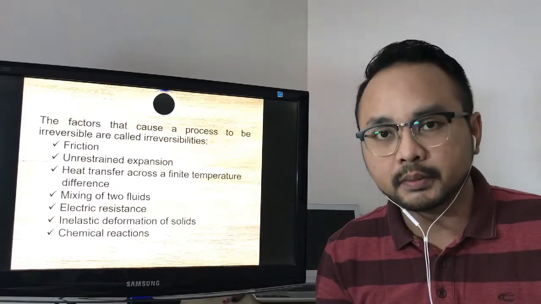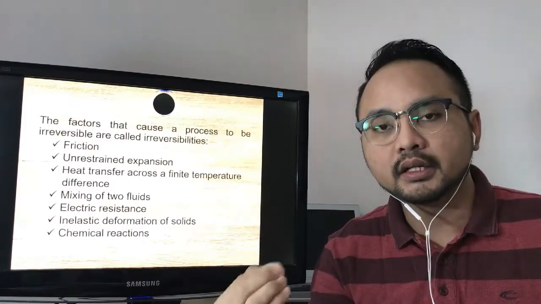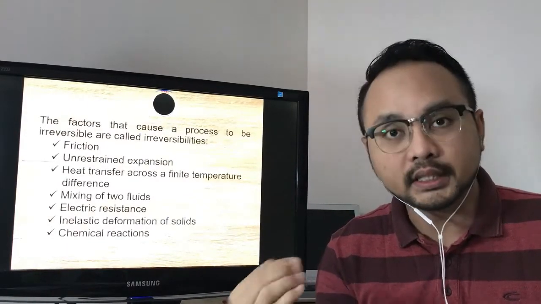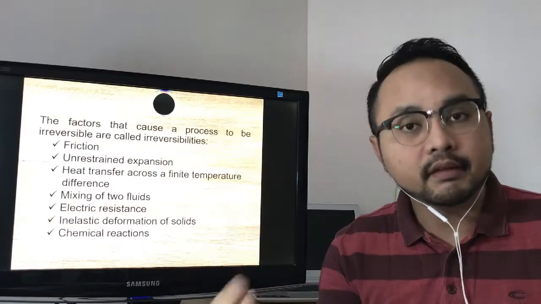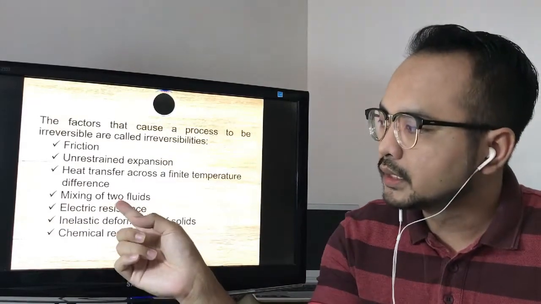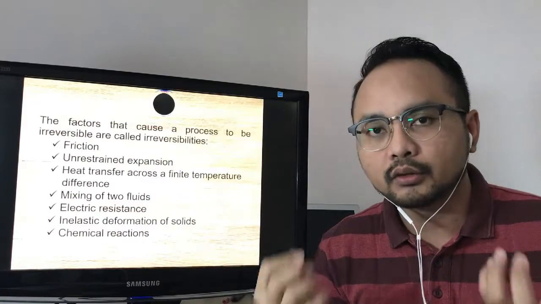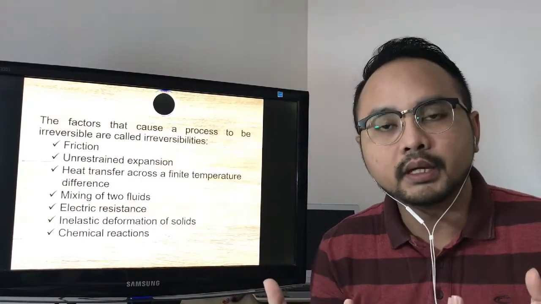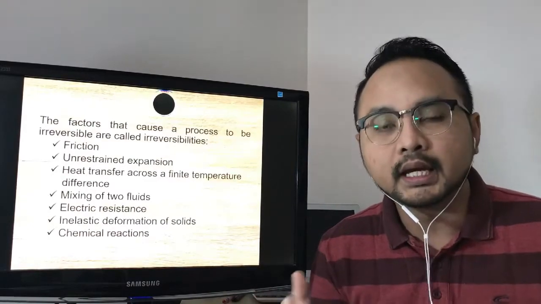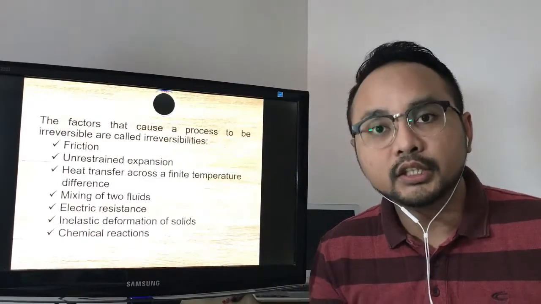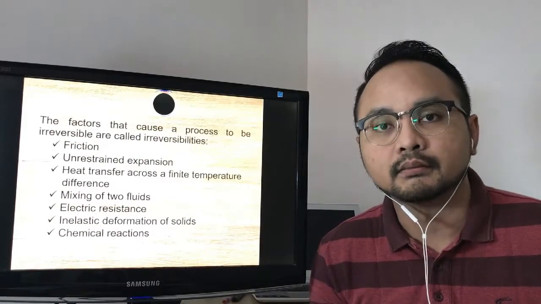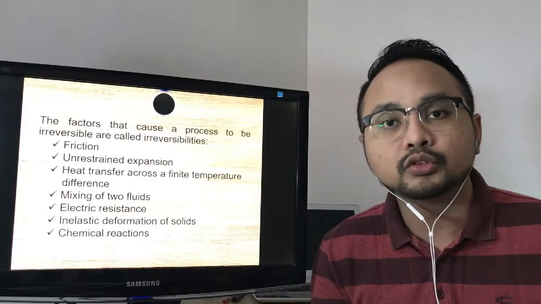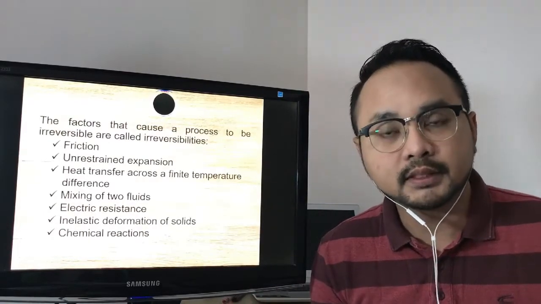So the concept is simple. If energy is channeled into a system, but that system does not go back to its initial state, that system is irreversible. For example, mixing of two fluids. We have fluid A and also fluid B. When we mix them together, they will not become fluid A and fluid B anymore. It will become fluid C, which has the new properties of that system. That means it is not going back to its initial state, which is fluid A and fluid B. So this mixing is an irreversibility.